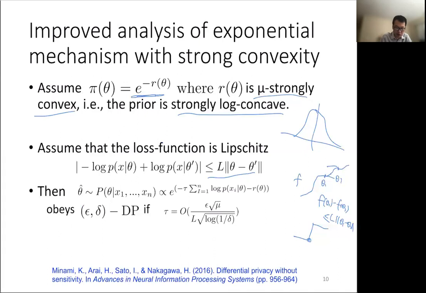So the algorithm is the same old algorithm. We sample this parameter theta hat from the posterior distribution scaled by this parameter tau, which controls how narrow or how wide this distribution is. And what Minami et al. showed is that this algorithm satisfies epsilon-delta DP when R is mu strongly convex, provided that we choose this tau parameter to be this quantity.